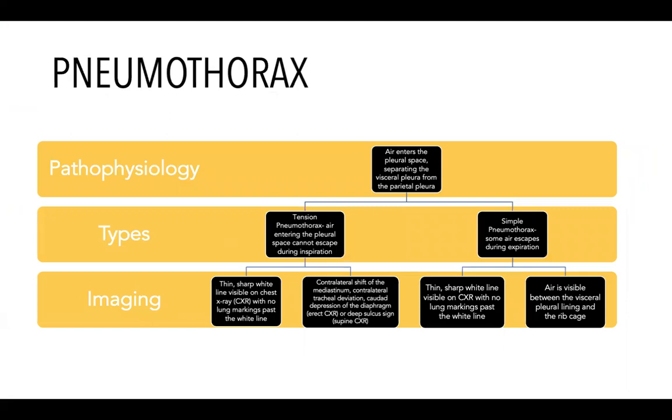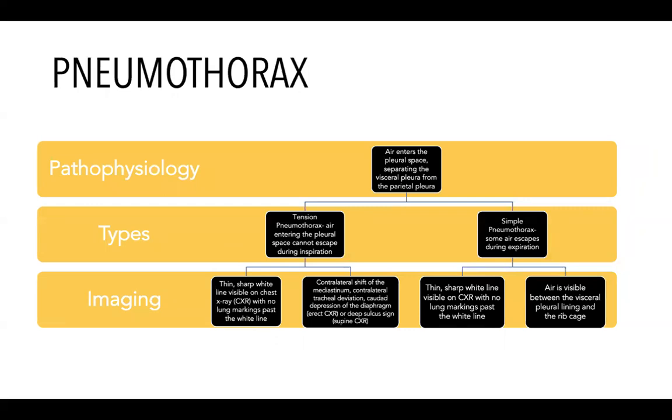A simple pneumothorax occurs when air enters the pleural space, separating the visceral pleura from the parietal pleura. Air is visible between the visceral pleural lining and the rib cage. Radiographic features of a simple pneumothorax include a thin, sharp white line which represents the visceral pleura, no lung markings visible past the white line, no mediastinal shift, and partial or complete collapse of the affected lung.